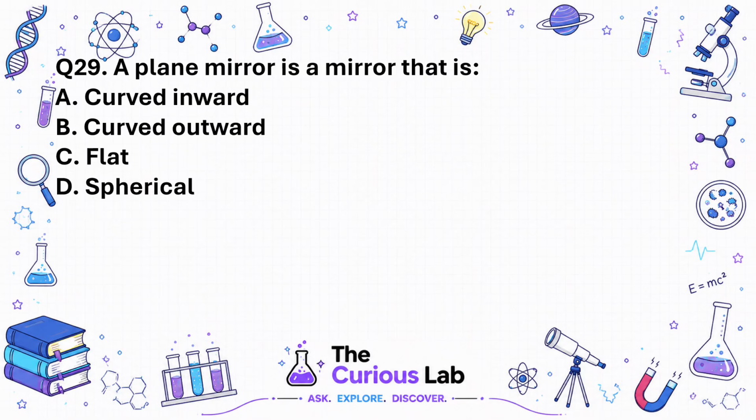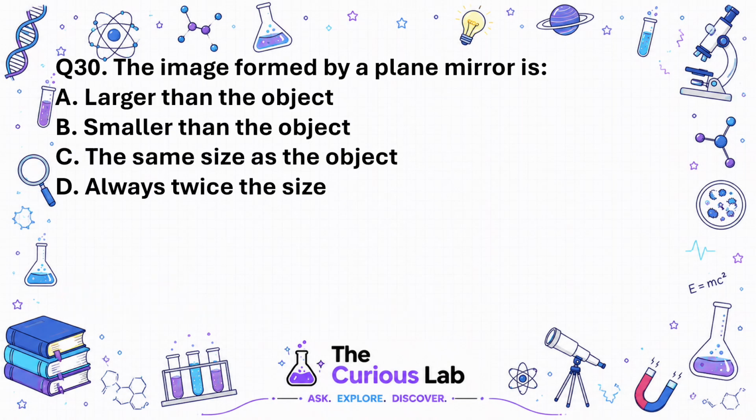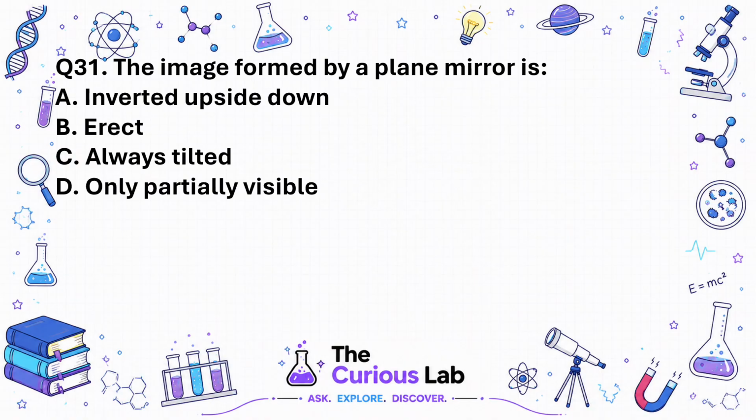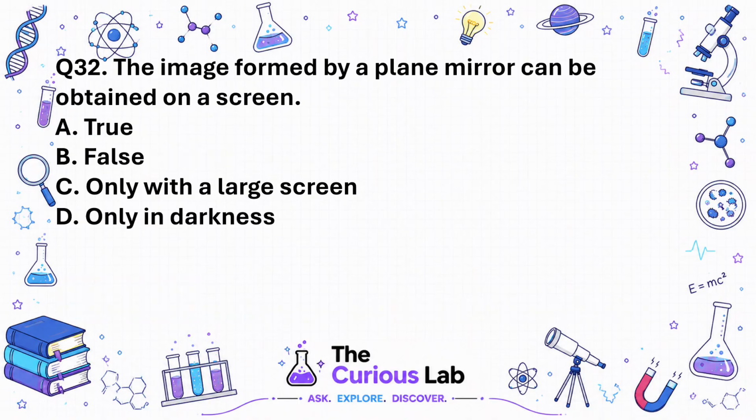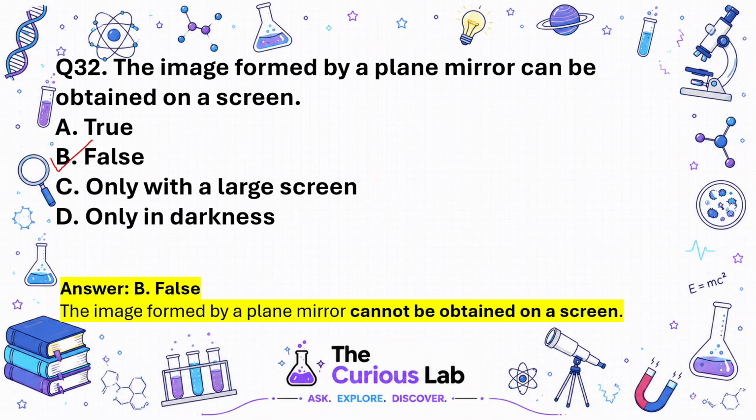A plane mirror is a mirror that is flat. We know the mirror is flat. The image formed by a plane mirror is the same size as the object. The image formed by a plane mirror is erect. We know it is virtual and erect. The image formed by a plane mirror can be obtained on a screen. False. We know the image is virtual, which cannot be obtained on the screen.